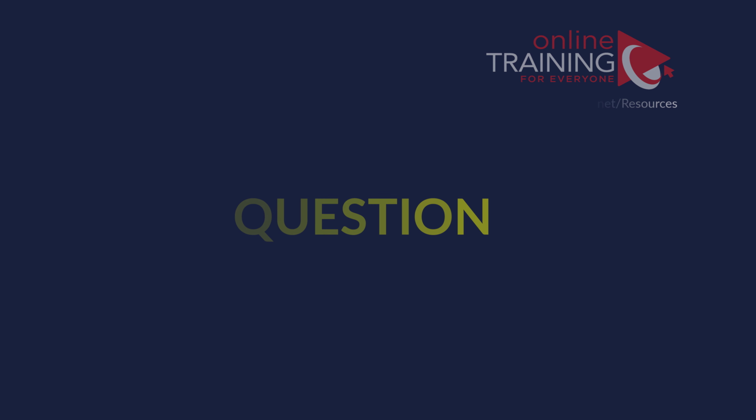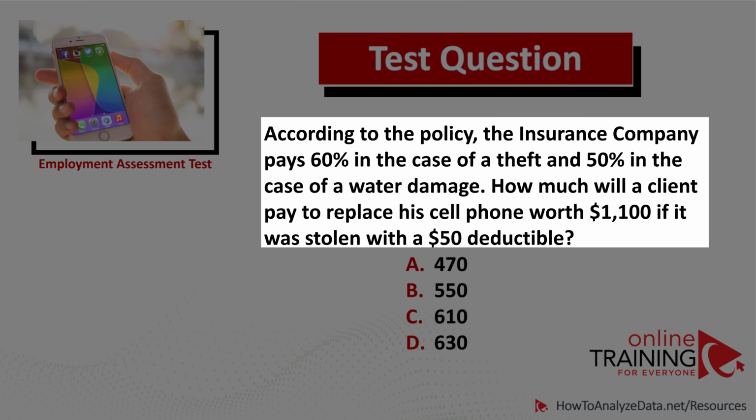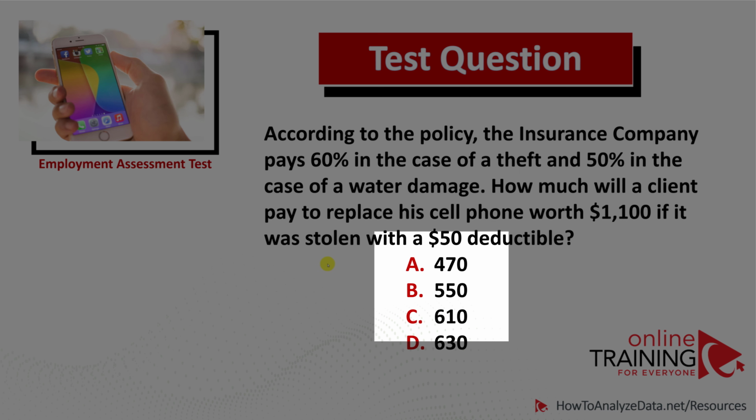Let's look at the tricky question, which involves understanding of some fundamentals and concepts of insurance. According to the policy, the insurance company pays 60% in the case of theft and 50% in the case of water damage. How much will a client pay to replace his cell phone worth $1,100 if it was stolen with a $50 deductible? We are presented with 4 different choices: $470, $550, $610, or $630.